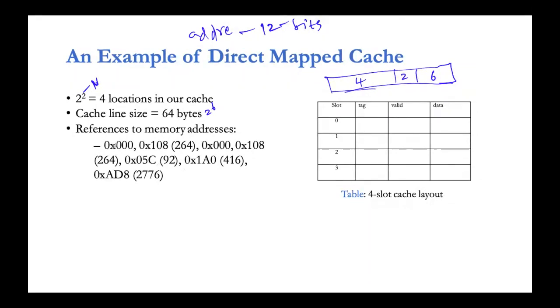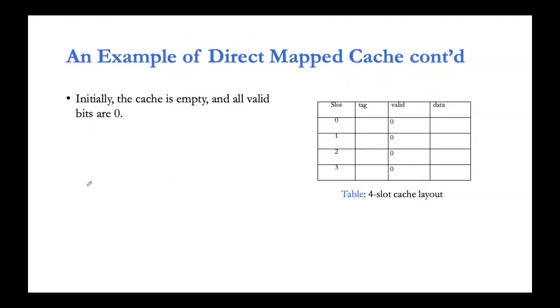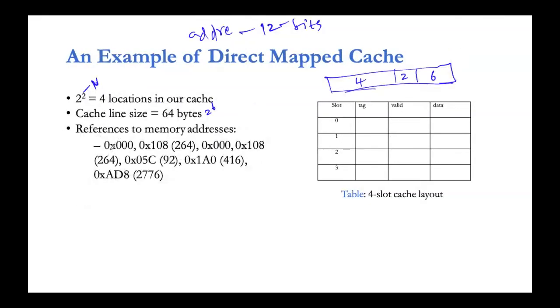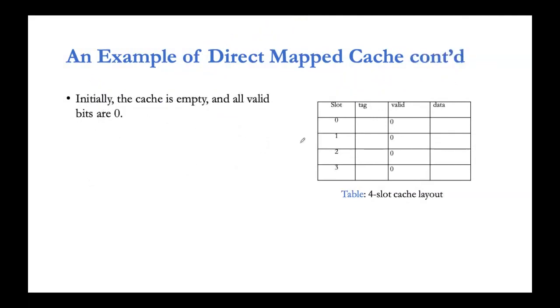Okay, so let us see the given memory references, which I have written in hexadecimal for simplicity. Let us take the first memory reference requested by the CPU and see how direct mapping is done in the cache. Initially the cache is empty, so the valid status bits in this cache are all zeros, and there are slots 0, 1, 2, 3.